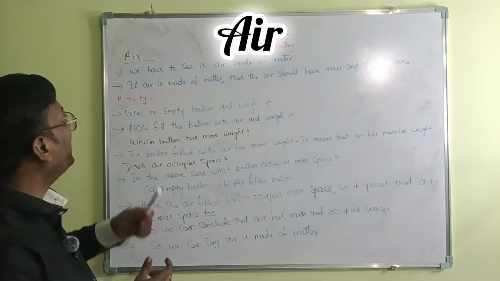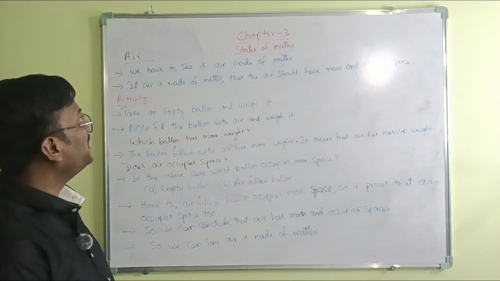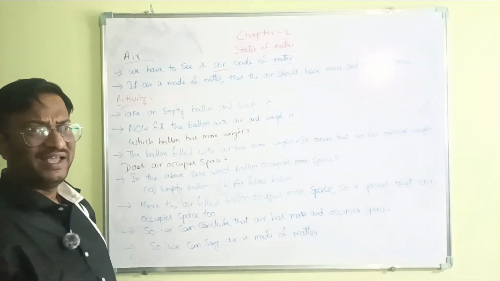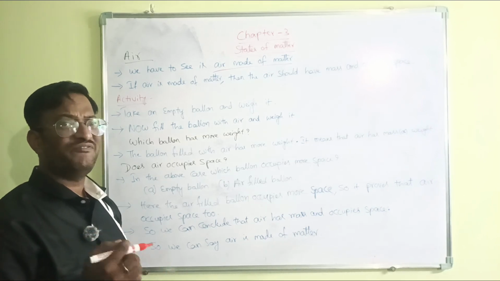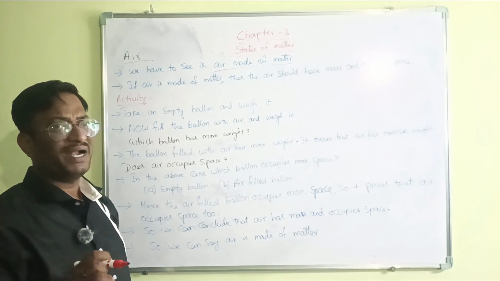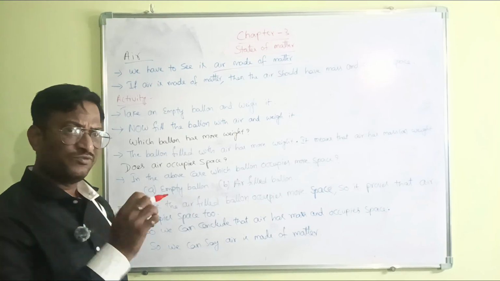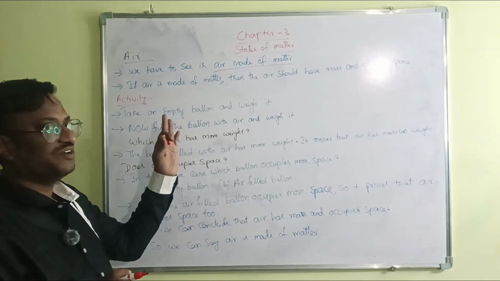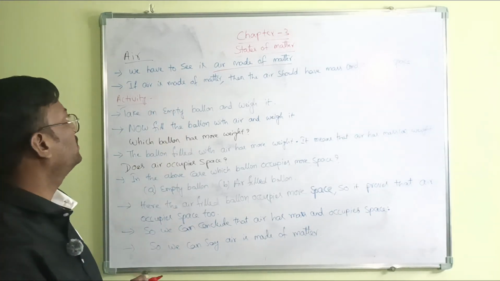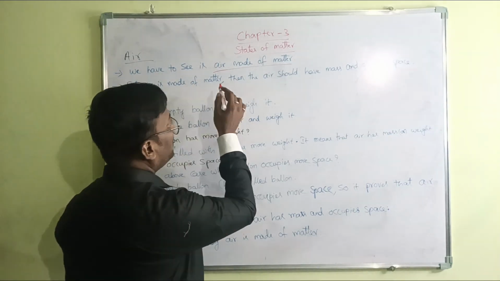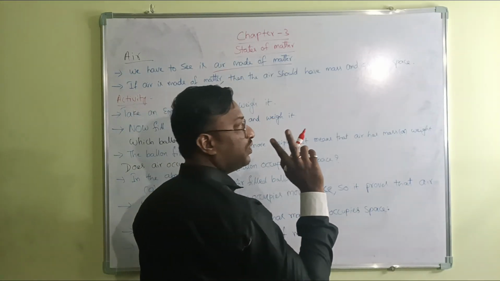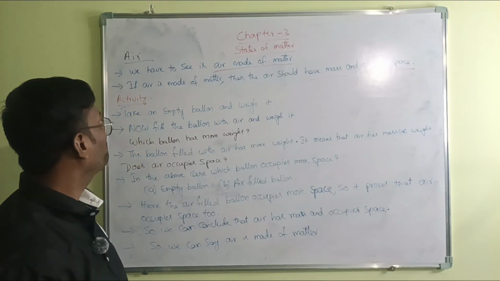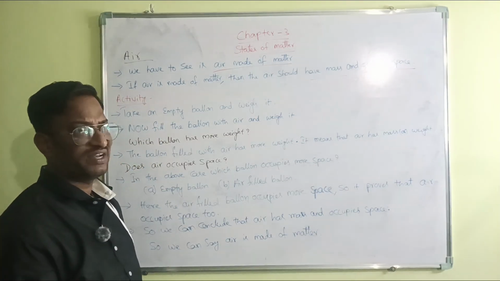Next topic is air. We have to see, is air made of matter or not? What we have discussed, everything in the universe, everything on the earth is made of matter, we said. Not only the earth, everything in the universe is made of matter. So now we will check whether air is made of matter or not. If air is made of matter, then there should be two conditions. We know what those are? It should have mass and it should occupy space. So we shall go for a small activity for that.